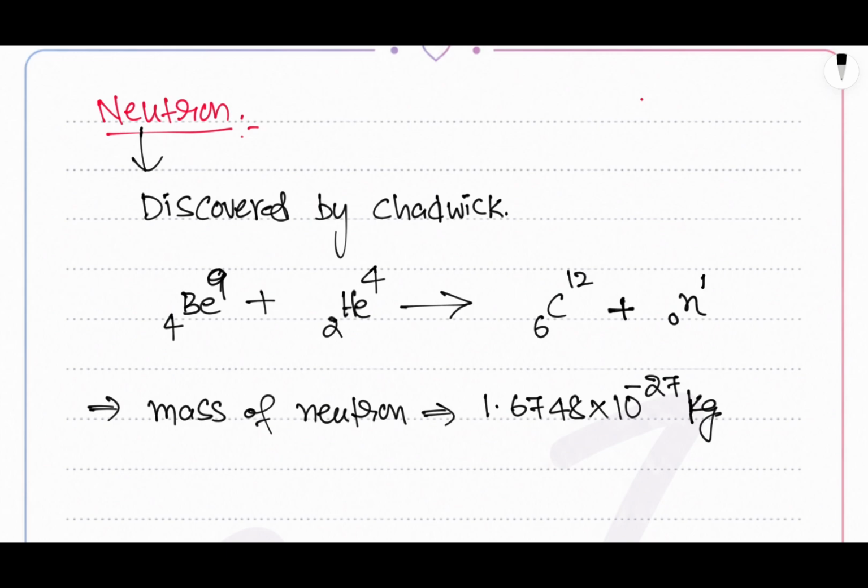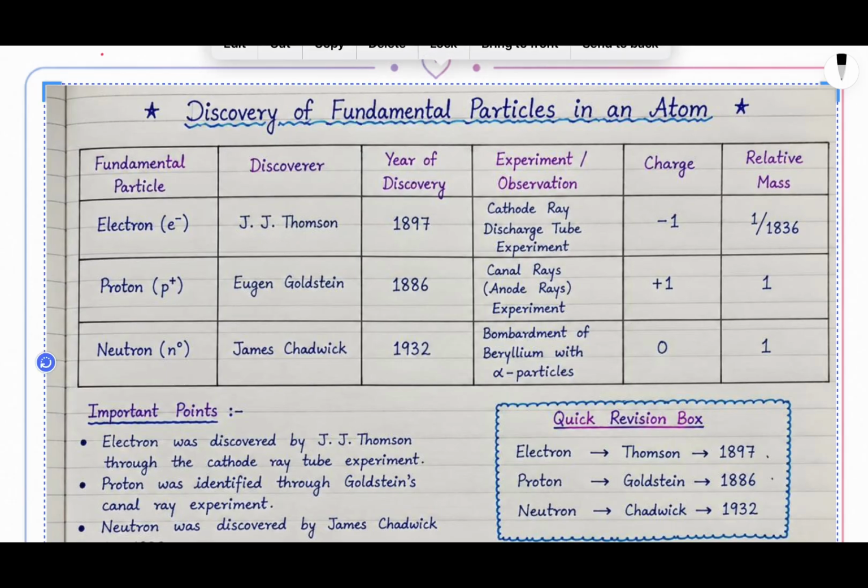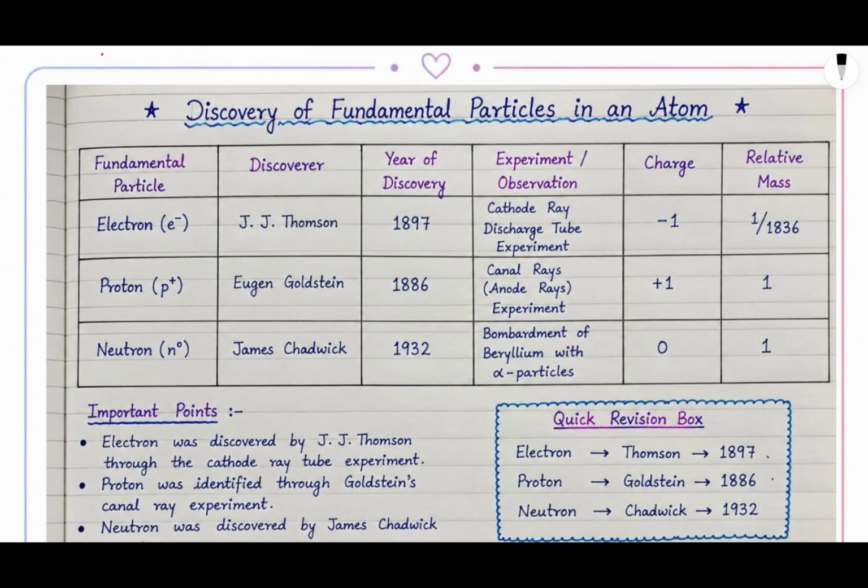Now if you see the overview of these subatomic particles, I have given some fundamental particles, the discoverer, the year of discovery, and the experiment by which they were discovered, and the relative charge and relative mass. If you observe, the electron was discovered by J.J. Thomson in 1897, from the cathode ray discharge tube experiment, and the charge of this electron is -1.